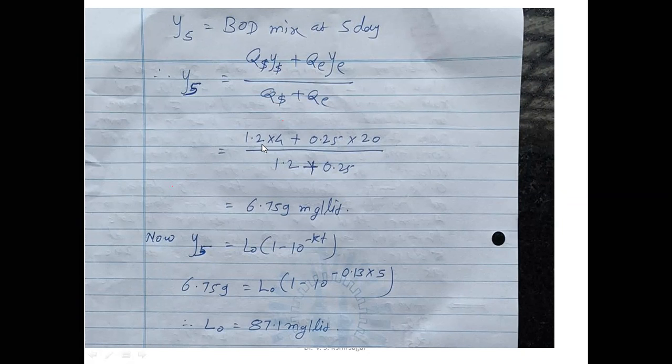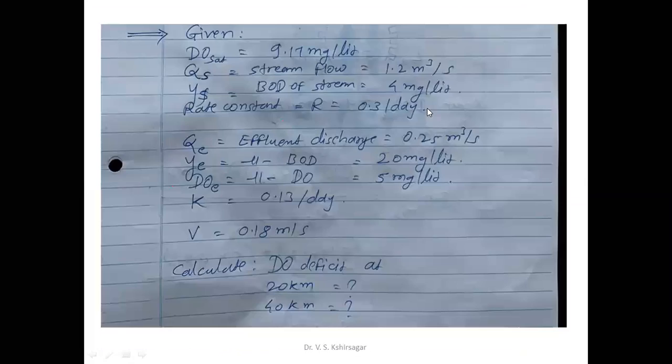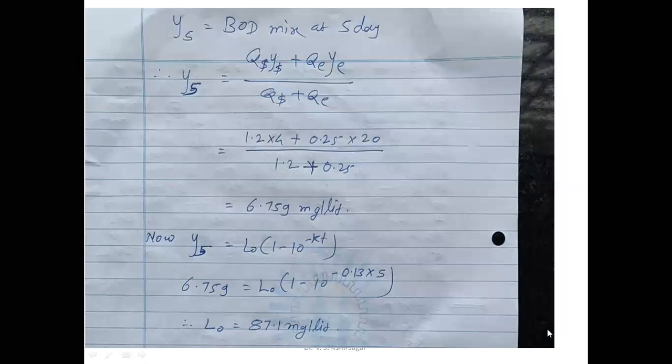It is very simple. 1.2 is the QS, and there is no need to change units. QE is given in meter cube per second, and QS is also in meter cube per second. YS is given in milligram per liter, and YE is also in milligram per liter. So simply you can find Y5 with this equation. I have determined it here as 6.759 milligram per liter.